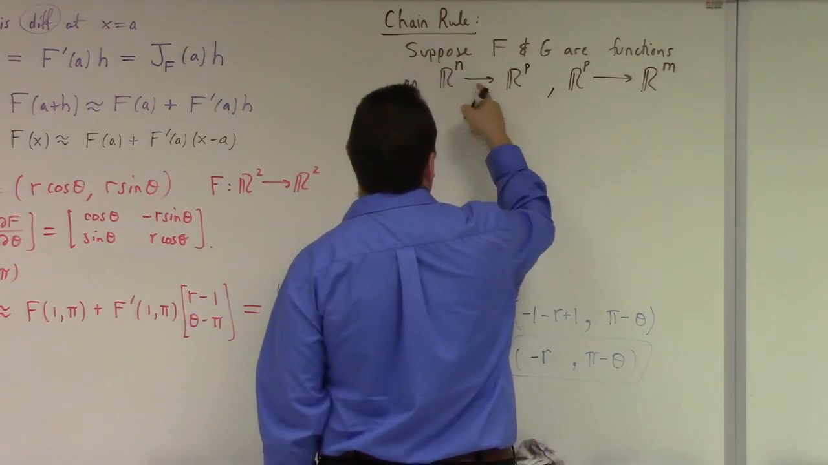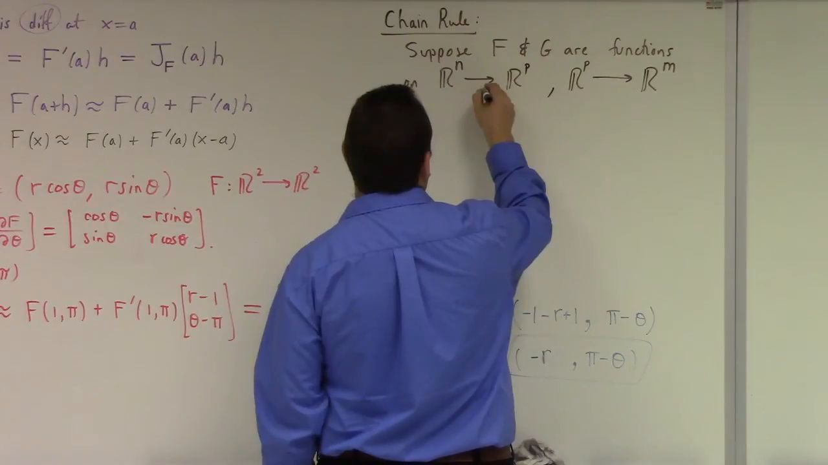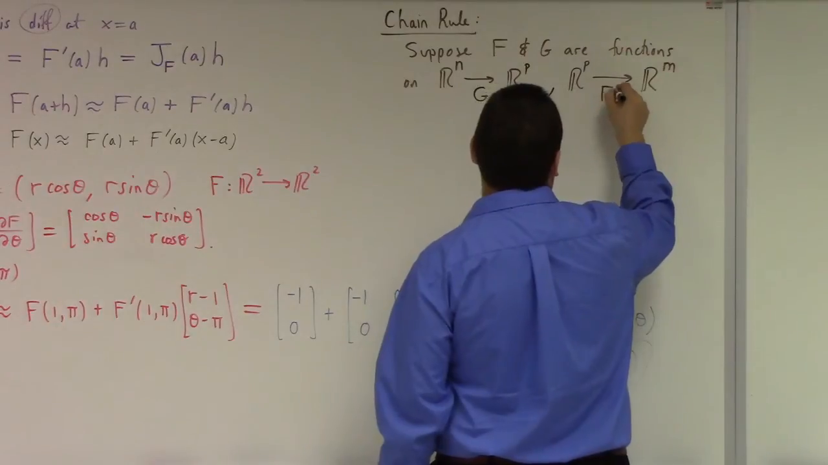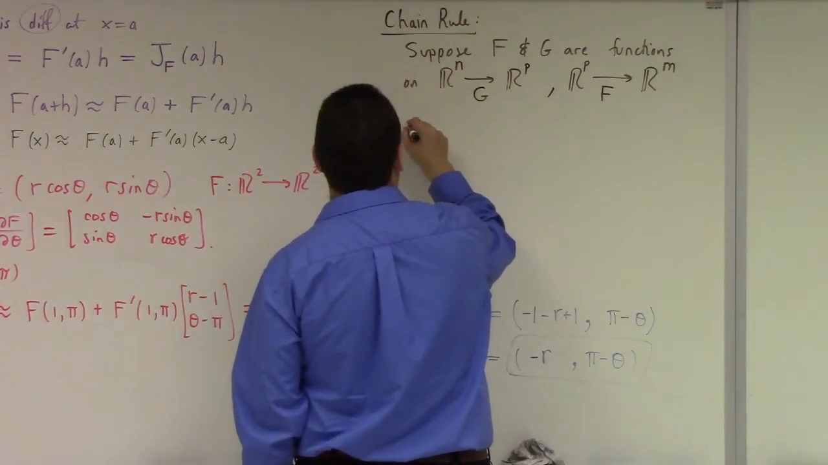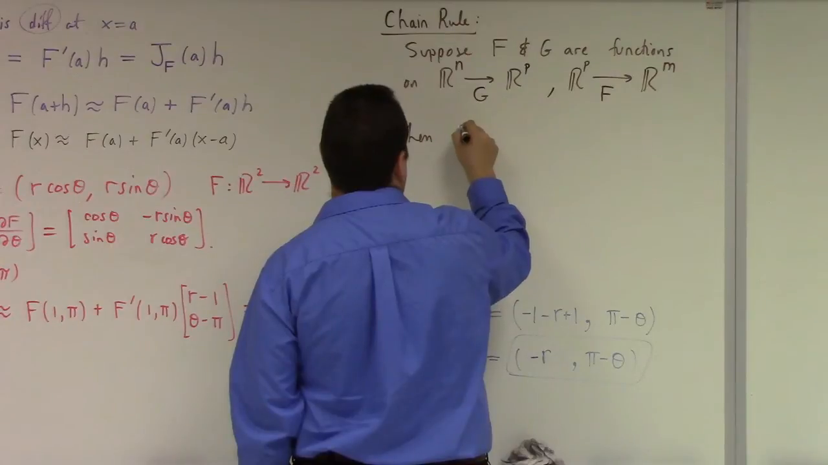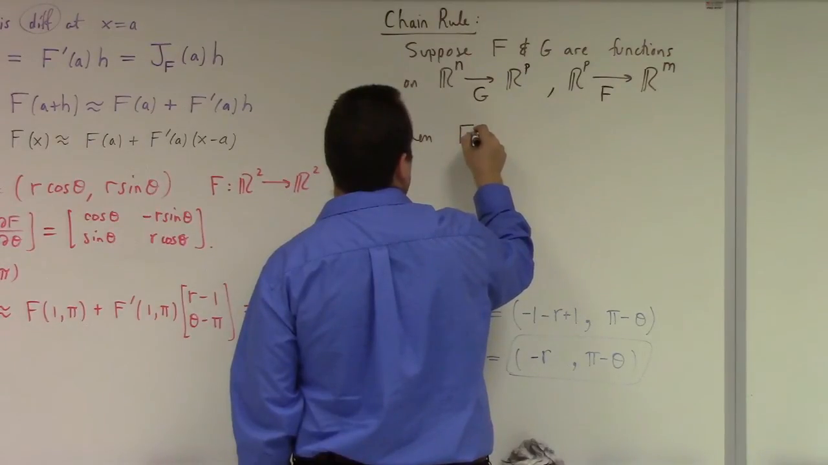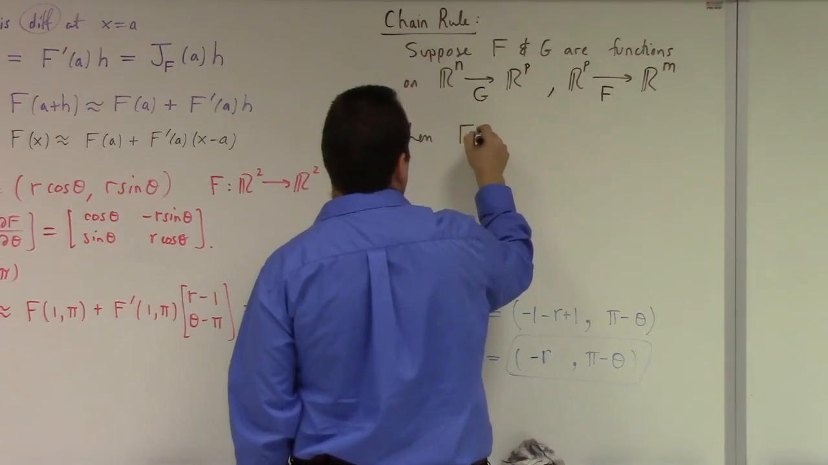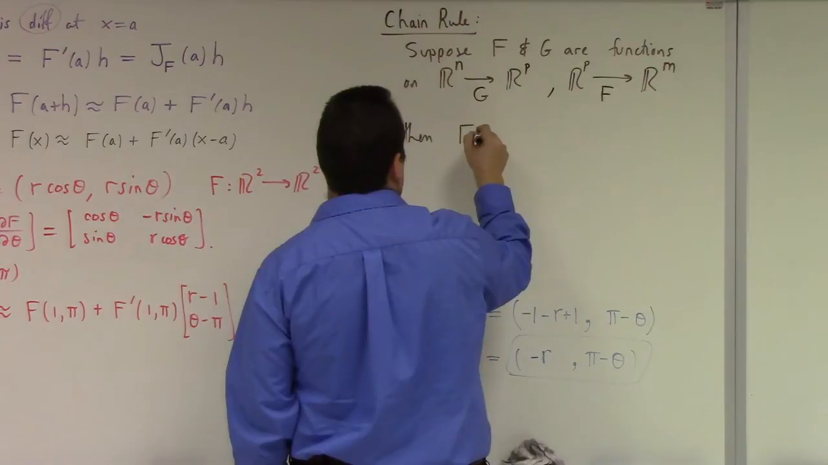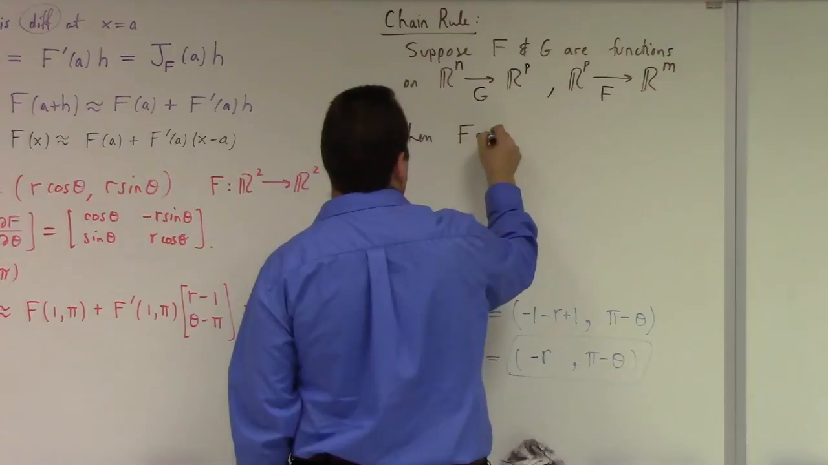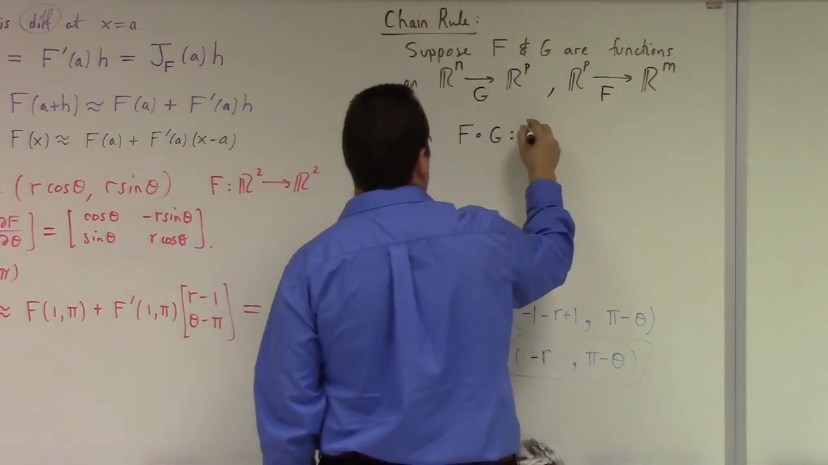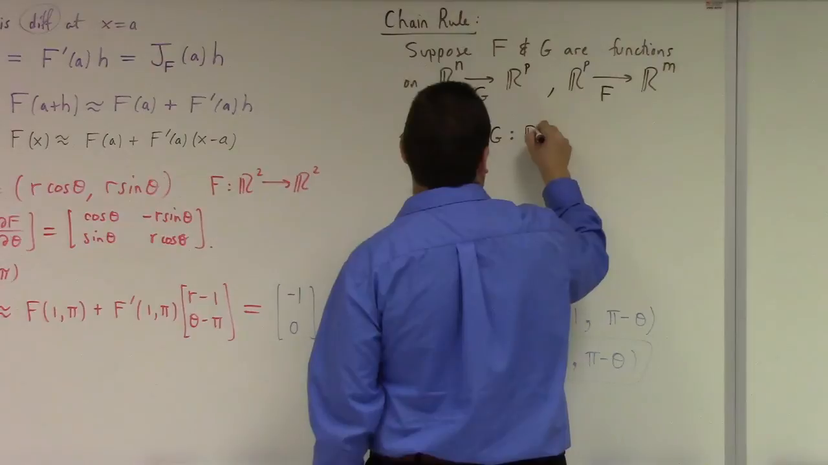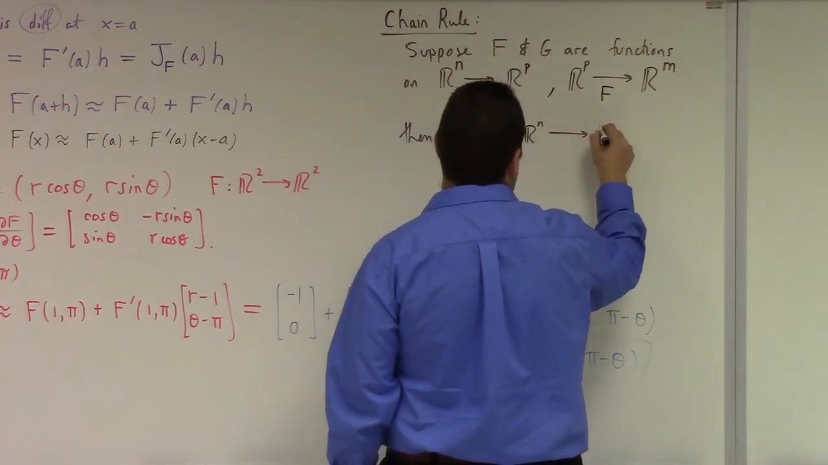So then if this is g, and this is f, what composition makes sense? Does f composed with g make sense? Why don't I believe it? Oh, you're right, f composed with g. So f composed with g is then a mapping from R^n to R^m, right?